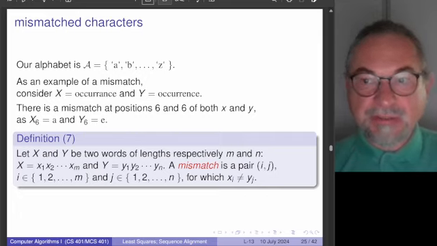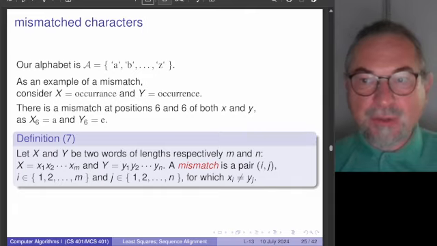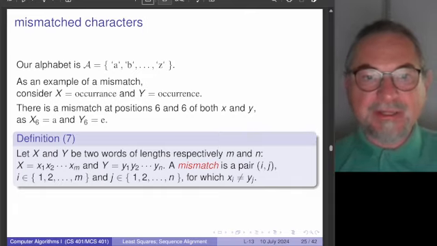So we consider words not necessarily of the same length. Then a mismatch is a pair of two indices that indicates where the two letters at position i or j are distinct from each other.